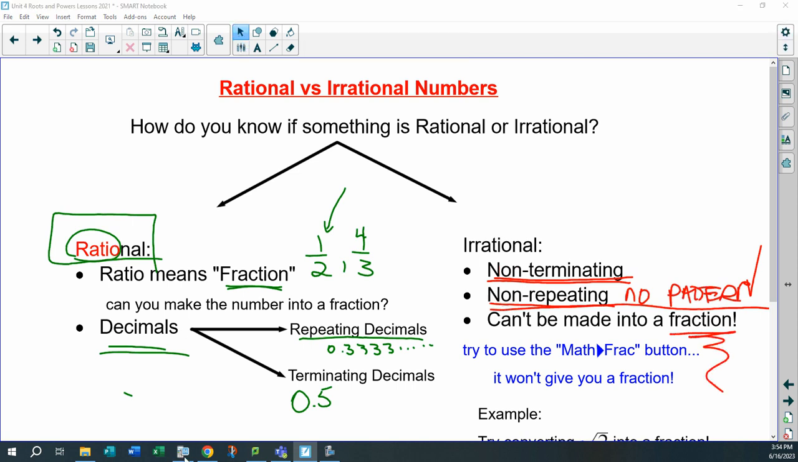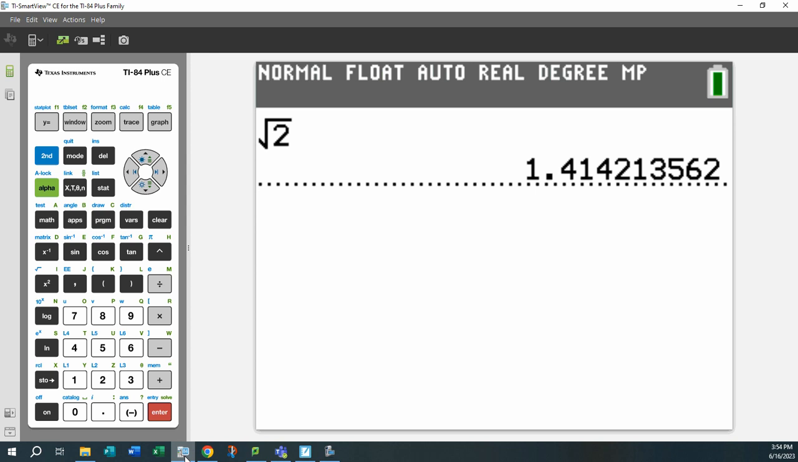Look at this thing. Look at it. 1.414213562. It looks like this is going to go on and on and on, doesn't it? And it fills up the entire display full of decimals. That, ladies and gentlemen, is an irrational number.